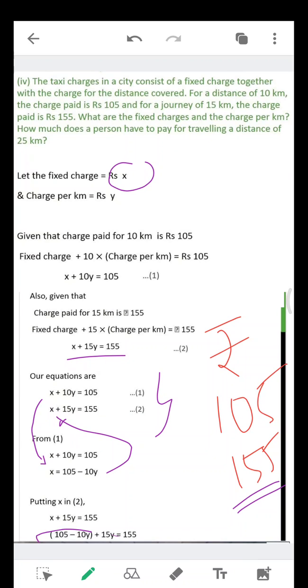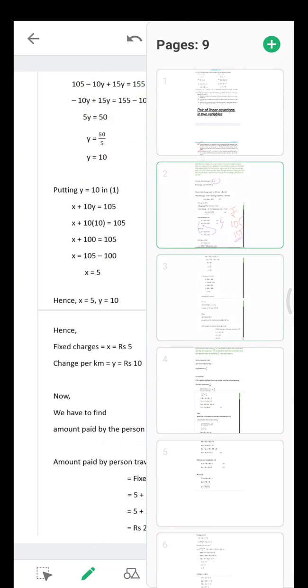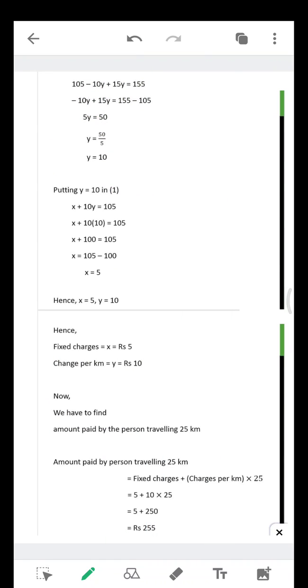So you can look here. I have taken 105 minus 10y in place of x plus 15y is as it is equal to 155 as it is. Now 105 minus 10y plus 15y, and if I transpose this 105 to the right, it becomes minus 105, and 15y minus 10y is 5y, and this is 50. So y will be equal to 50 by 5, that is 10. So we have got the value of y.